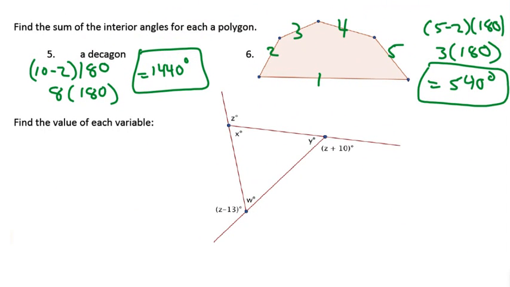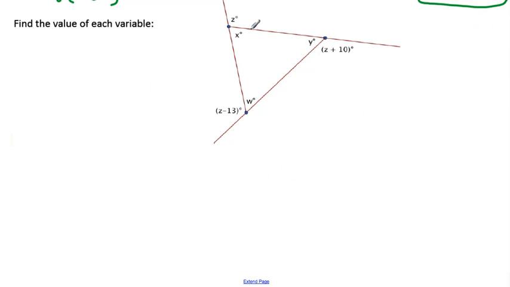Okay, so I did the first two. The last one's kind of tricky, so I'm going to help you out with it. But the first two, a decagon, you have to know what that is. It has 10 sides. And so you plug a 10 in, you get 8 times 180, which is 1440, and you're done. They're not asking for one angle, they're asking for the sum of them all, so you're all done right there. For number 6, you get a pentagon, so you get 540 degrees. Voila, you're done. Now, this last one looks like it's kind of tricky.